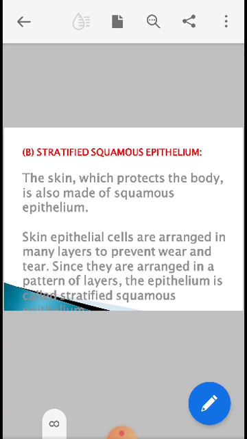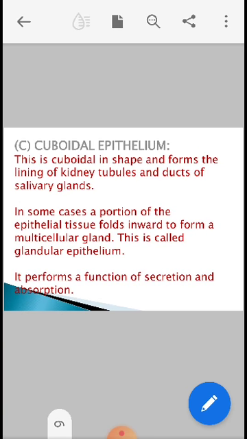Now when we talk about the third type of tissue, that is the cuboidal epithelium. From the name itself we come to know about its shape, that it is cuboidal in shape, and it forms the lining of the kidney tubules and ducts of the salivary glands. So this is present inside the body in the internal organs.